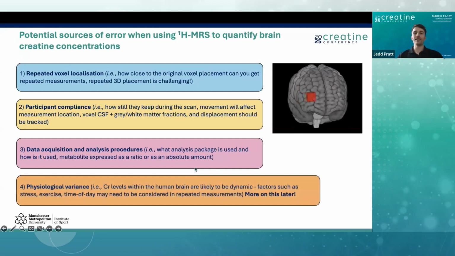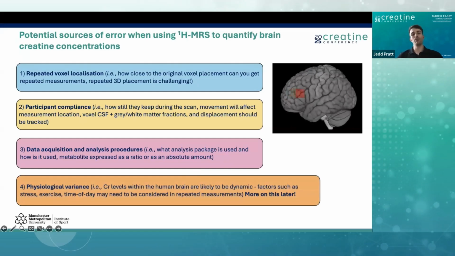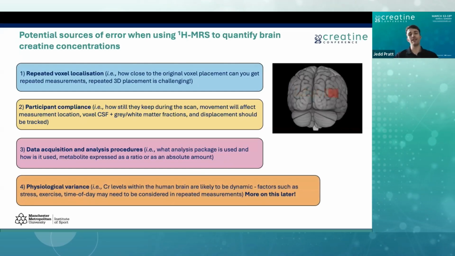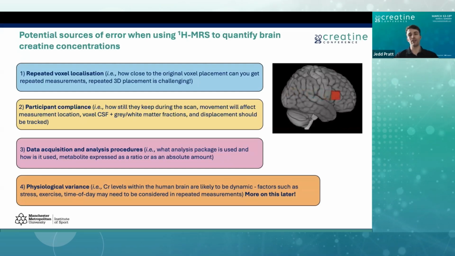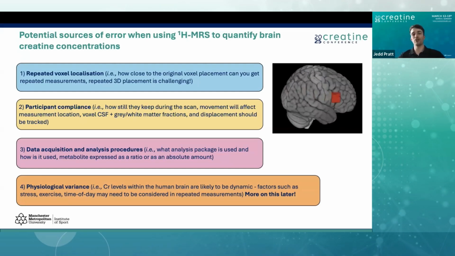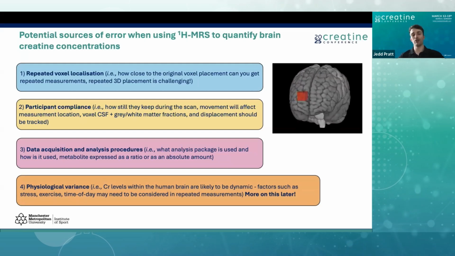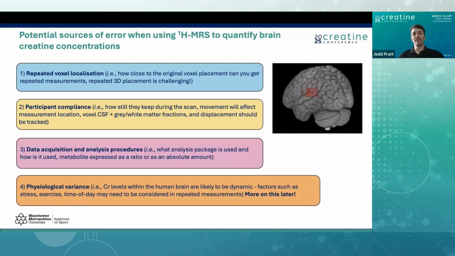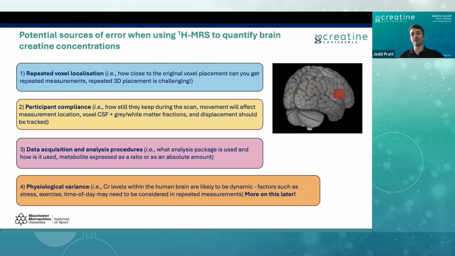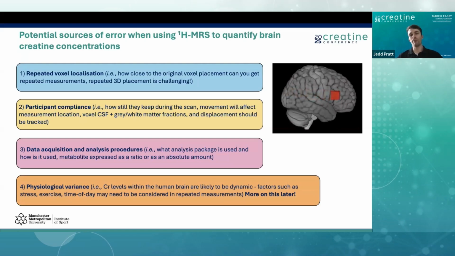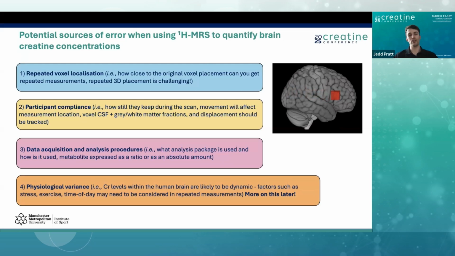And then the final thing is our physiological variance. So creatine levels in the brain are likely to be dynamic, and there are going to be factors that can potentially affect these measurements. And so we really need to improve our understanding and potentially have a better appreciation for what might actually affect the creatine in our brain, and then keep these consistent. So this will be what we speak about towards the end of this presentation, on some acute effects on brain creatine.